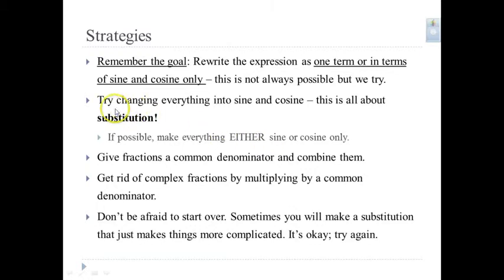So things that we can do is we can try changing everything into sine and cosine. It's all about substitution. Everything that we're doing now is about substitution. What does one thing equal? What does it equal to something else? If possible, we want to try to make everything either sine or cosine. So instead of just making everything sine and cosine, just make it one or the other if possible. Sometimes that helps.